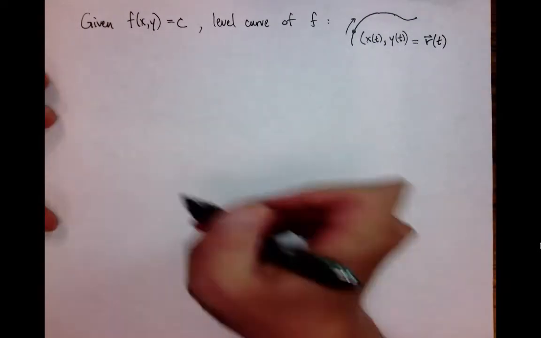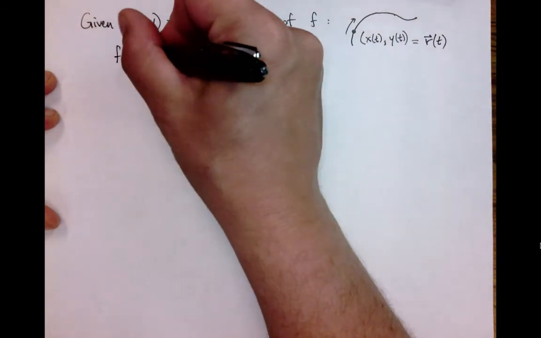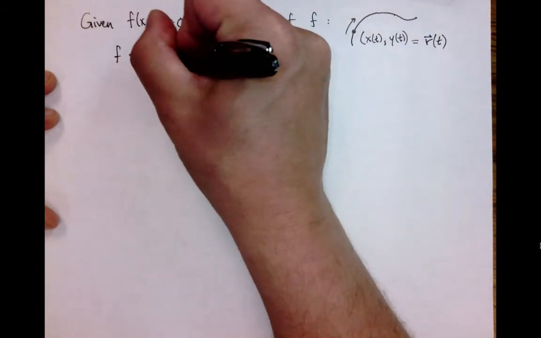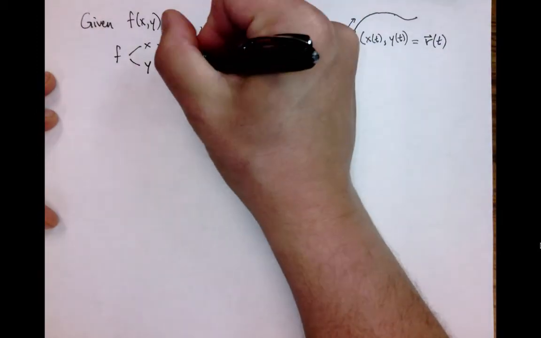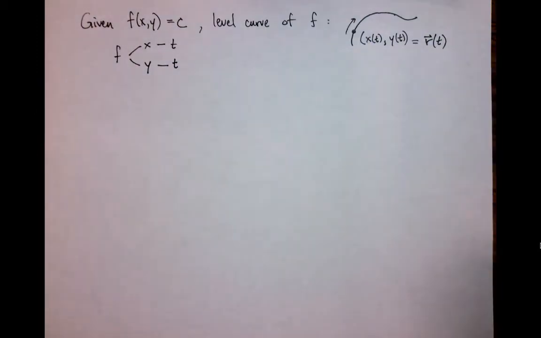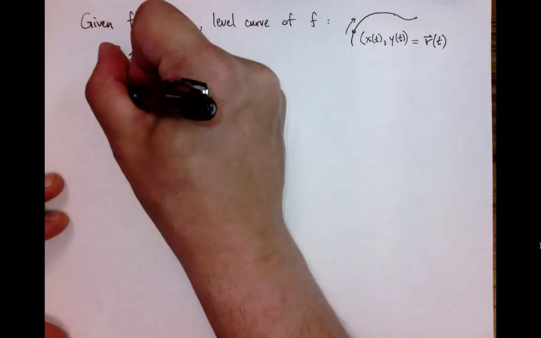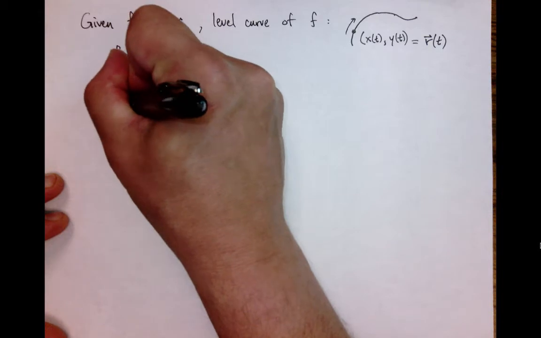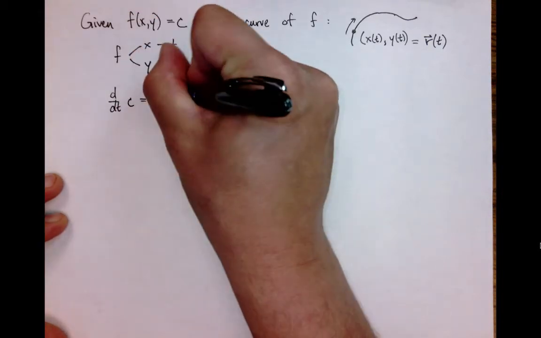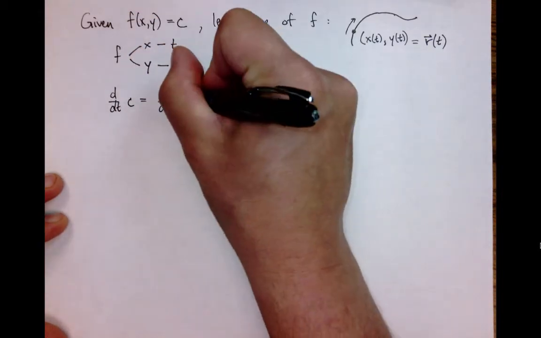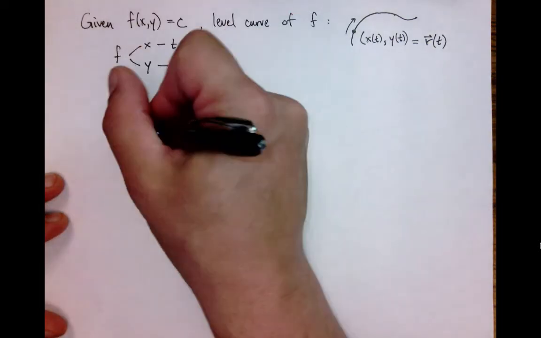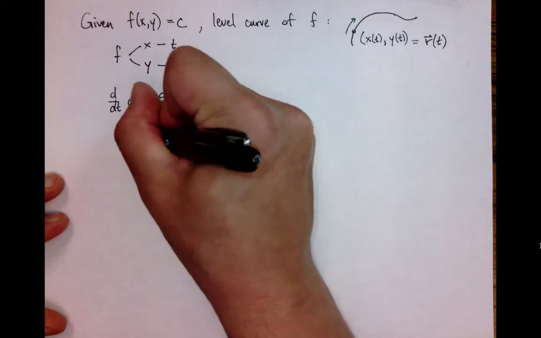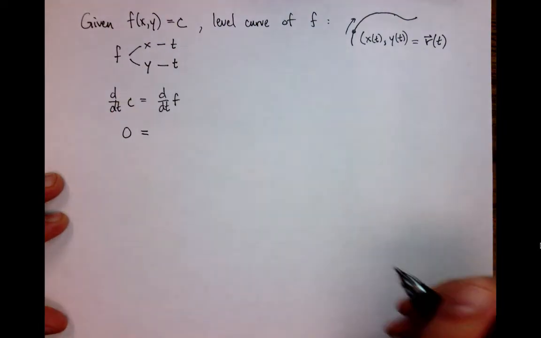Well, then we'd have a situation with the chain rule. So f depends on x and y, and x and y each depend on t. So I could take the derivative of both sides of our level curve with respect to t. And of course, the derivative of a constant with respect to t is 0. And here we use the chain rule.